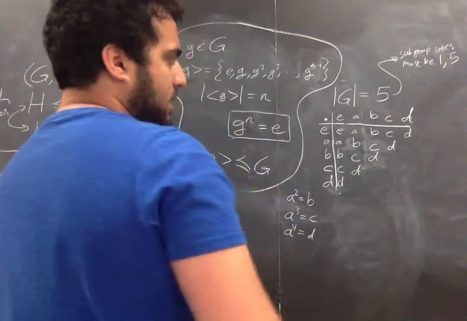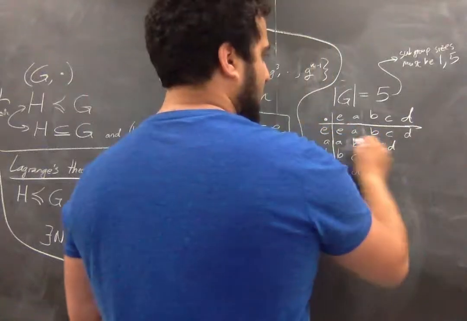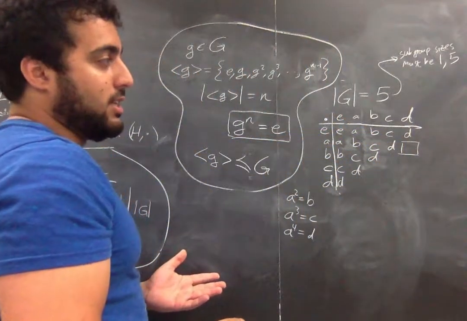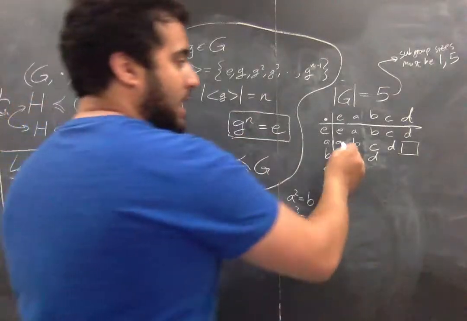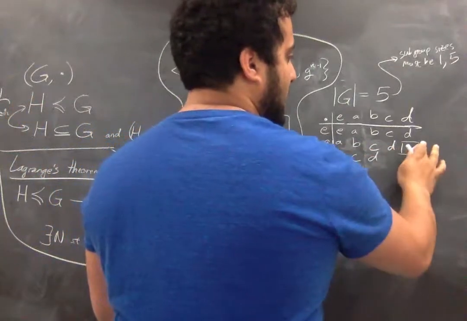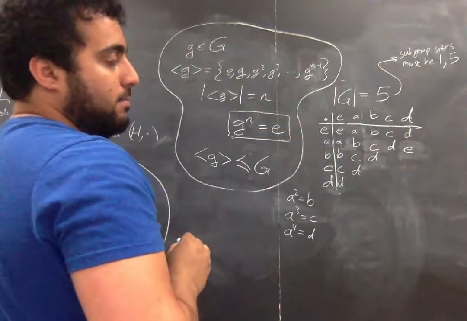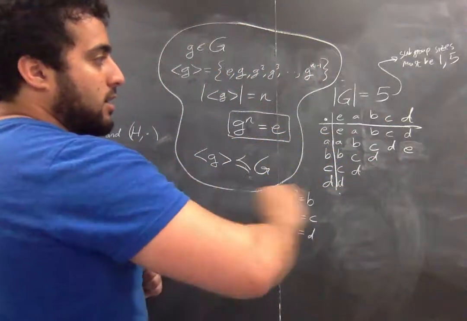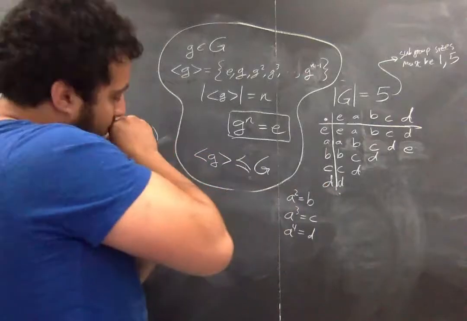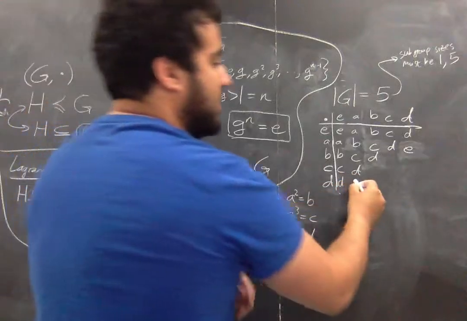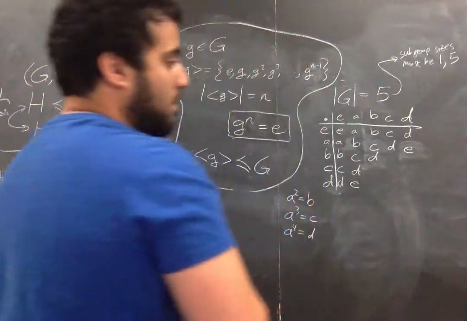But now what about these new ones? Let's look at A times D. Well, actually, this one's really easy. This one we just get from the Sudoku principle. It can't be A, can't be B, can't be C, can't be D, which means it has to be E. So A times D is E. Now what about D times A? Well, we can do the same thing there. This has to be E as well.